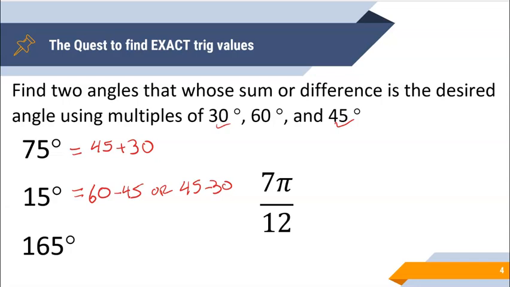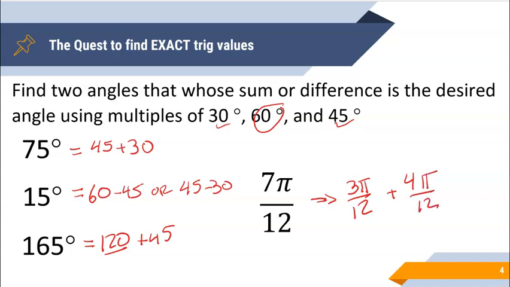For 165, I'm going to go 120 plus 45, because again, 120 is a multiple of 60. That would work. And then for our radian friend here, I think I would probably say that's going to be 3 pi over 12 plus 4 pi over 12, because those things reduce to be pi over 4 and pi over 3. Again, 2 well-known angles that we have.